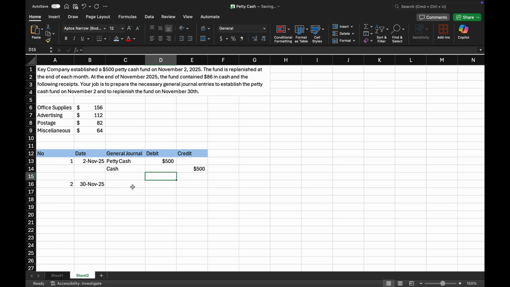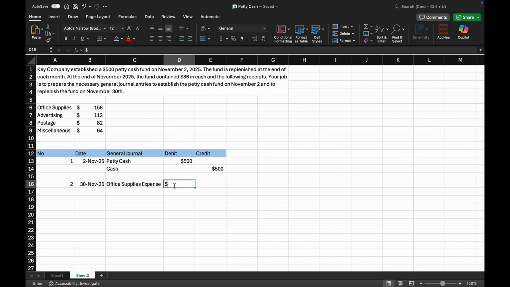Then for the second journal entry, you should have first debited the office supplies expense account for $156, debited the advertising expense account for $112, debited the postage expense account for $82, and finally debited the miscellaneous expense account for $64.